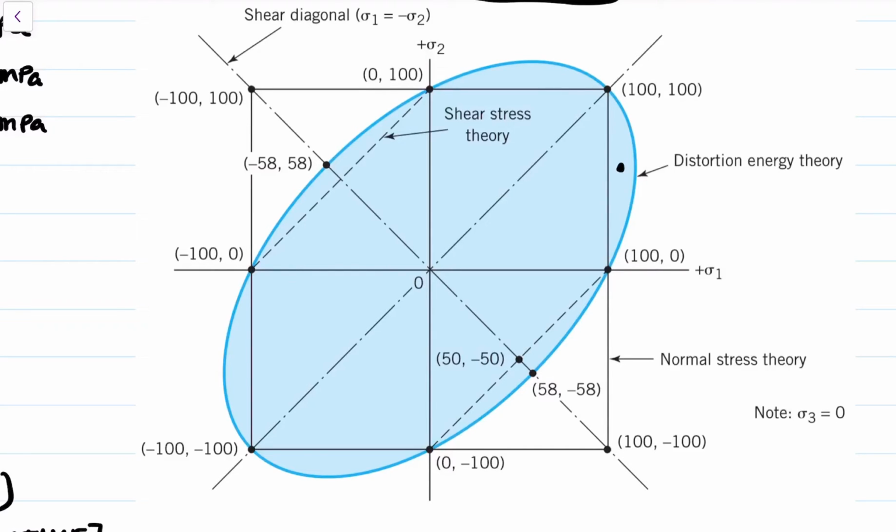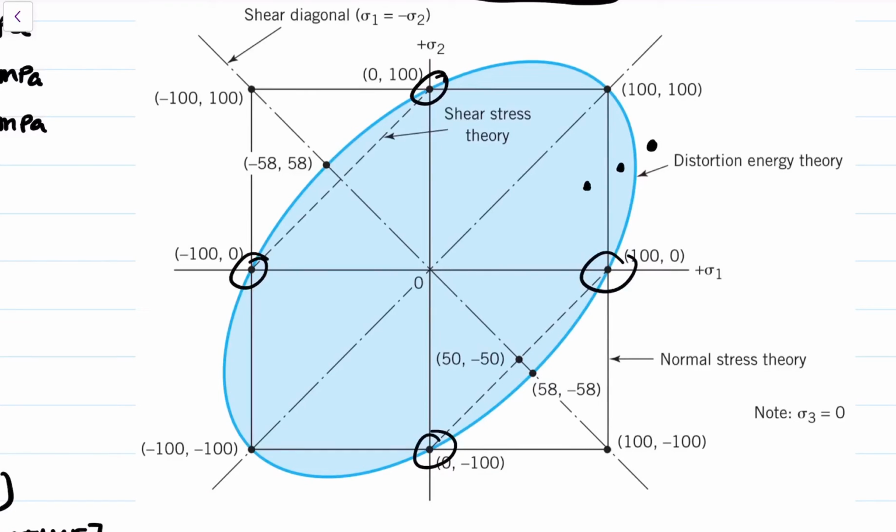Using MSST, it predicts that it will fail. It's outside the failure envelope. But according to the distortion energy theory, it's actually inside the failure envelope and it won't fail. If your stress was here, it would fail in both theories. If your stress state was here, it wouldn't fail in both theories. So this is important to note, that you'll have conditions where one would say it will fail and one would say it wouldn't fail, simply because one is more conservative than the other. And you'll note that they intersect at various points.